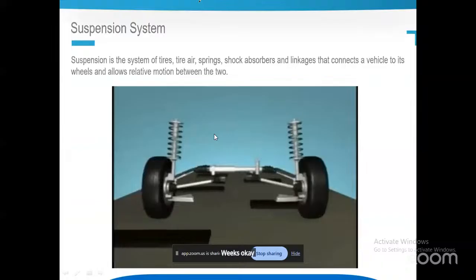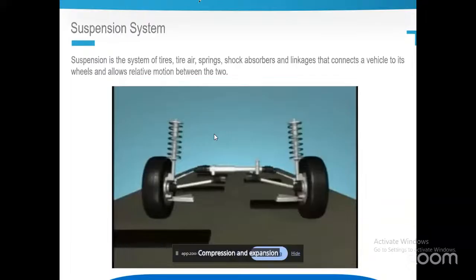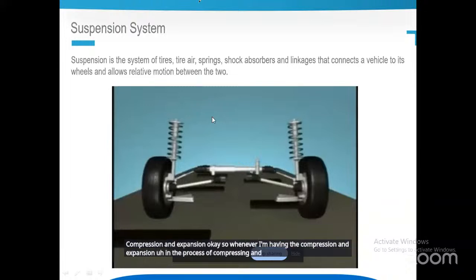Now coming back to the suspensions, as we discussed, in the suspension system I'll have my spring and shock absorbers, which will compress and expand. In the process of compression and expansion, the external tension will be absorbed by the spring mechanism, and overall the burden on the vehicle will be reduced. By this point, I think everyone is clear.